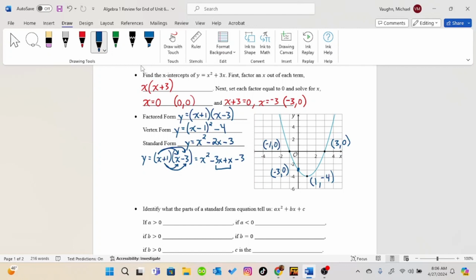If you have any questions about this concept, please ask for clarification now so you're ready for the test.